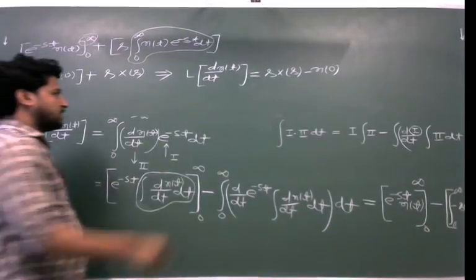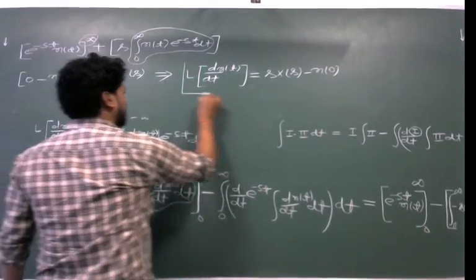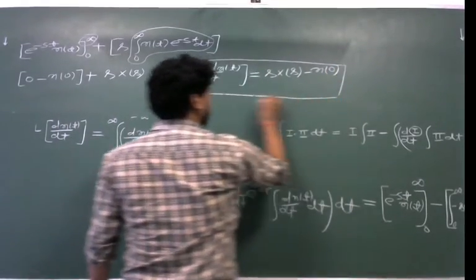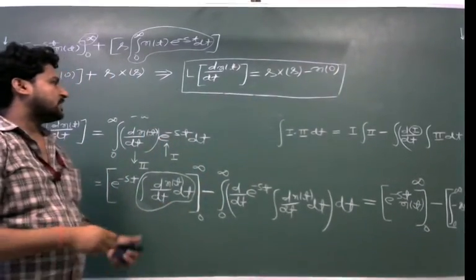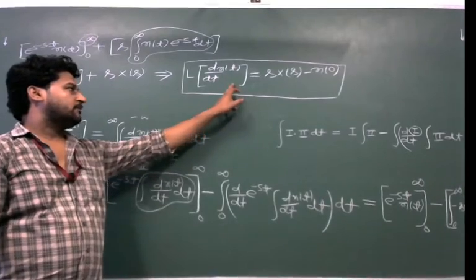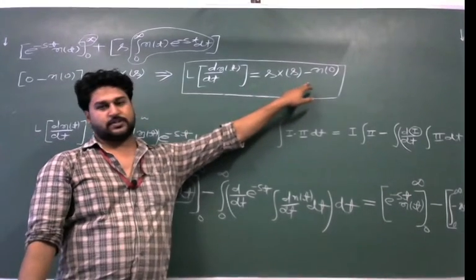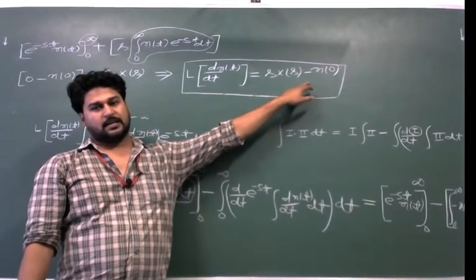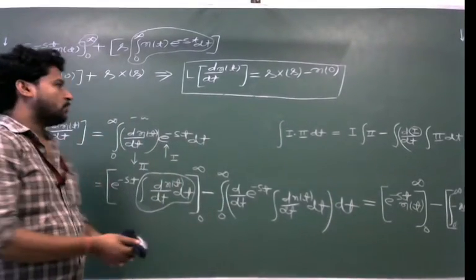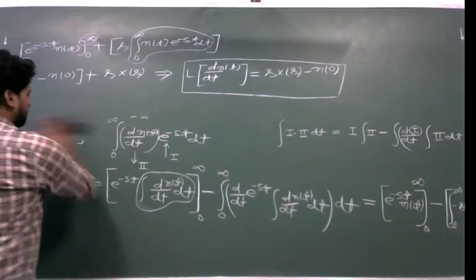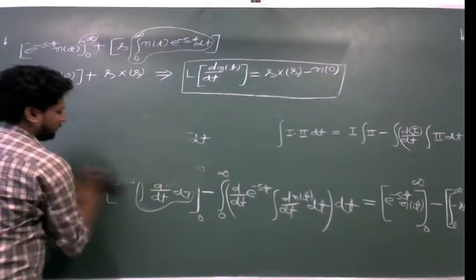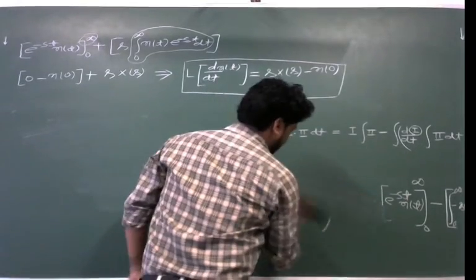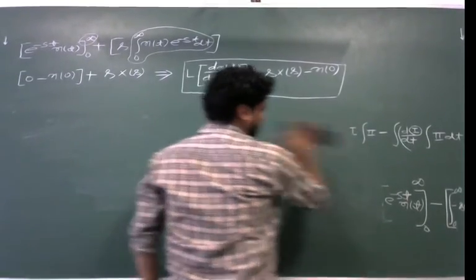This is what we will get if I differentiate the given signal in the time domain. If I differentiate the given signal in the time domain, we will get the difference of these two. And if the signal is differentiated one more time, what will be the Laplace transform of d2 by dt square x(t)?